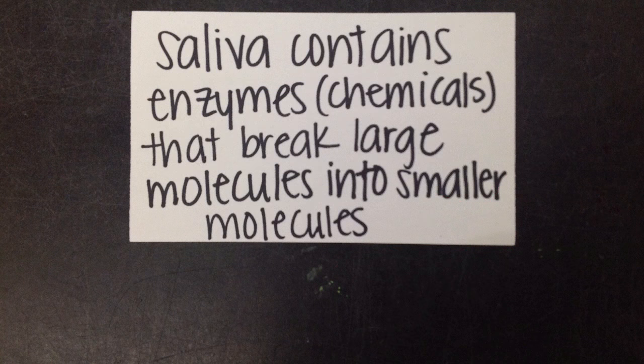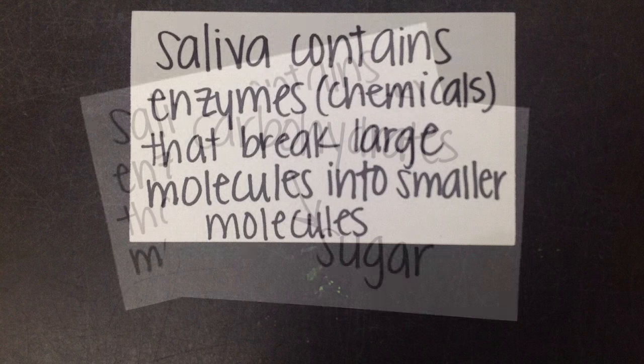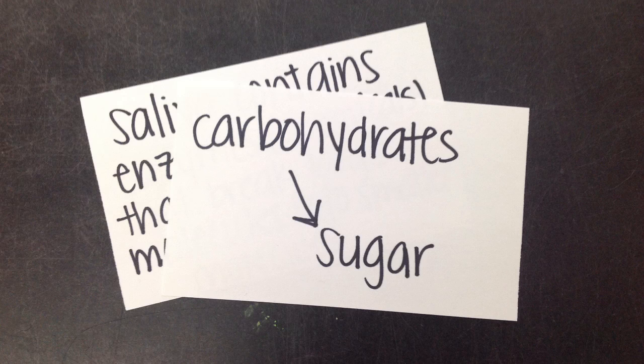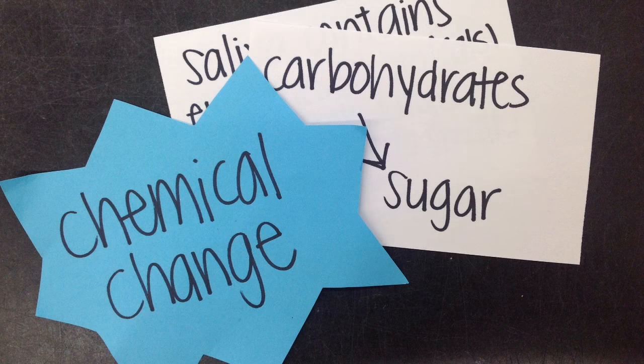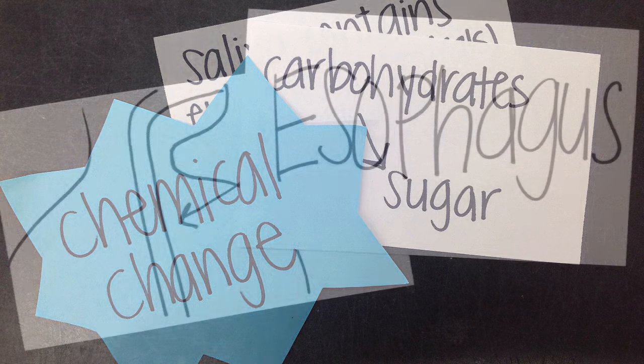In addition, saliva contains enzymes, which are chemicals that break large molecules into small molecules. For example, carbohydrates in the crackers you eat turn into sugar. This represents a chemical change because the sugar is a new substance that was formed.